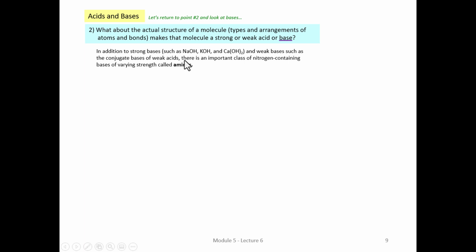But besides those two, there's an important class of nitrogen-containing bases of varying strength called amines. And so we're going to look at the question of how the structure of a molecule affects how strong or weak a base that molecule can be, using the class of molecules called amines as an example. A number of examples of amines are based on the structure of the weak base ammonia.